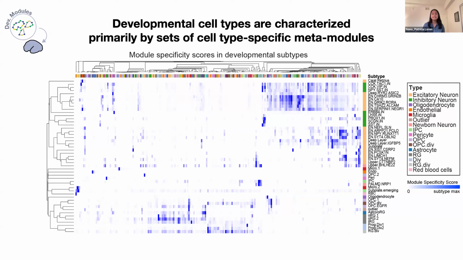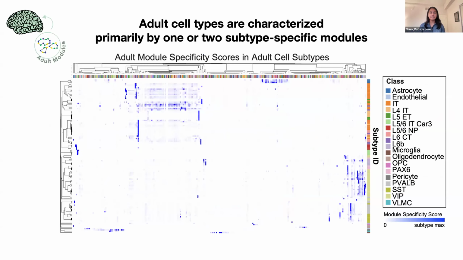Okay, so let's ask the same question in the adult. Now in this heat map, I have my adult modules, and I'm asking how specific and enriched are they in adult subtypes. Again, that score is represented in blue, much less blue in this heat map. Again, what that means is that these adult subtypes are characterized by just one or two specific modules.